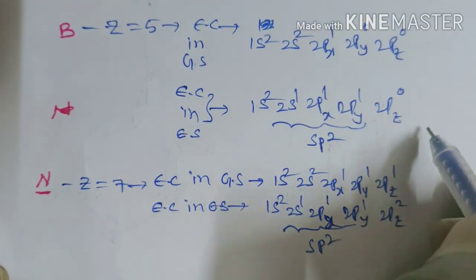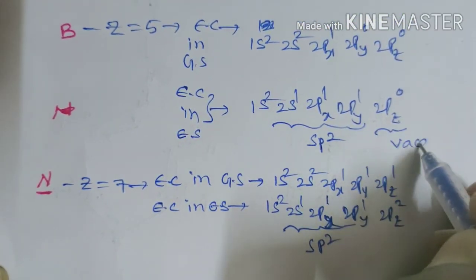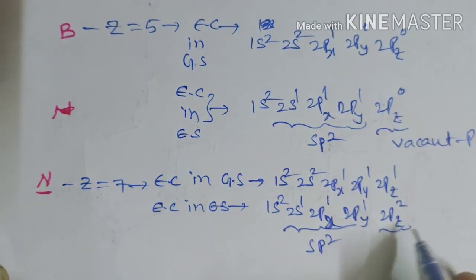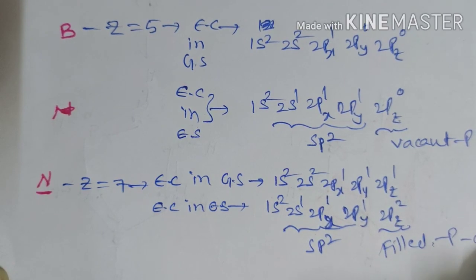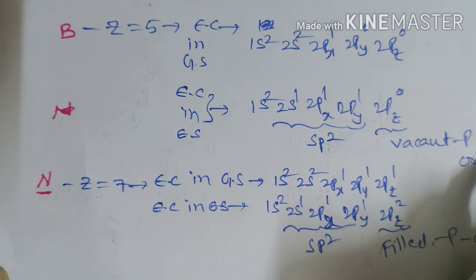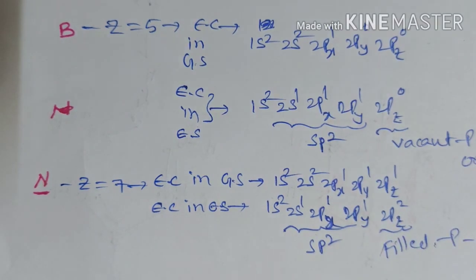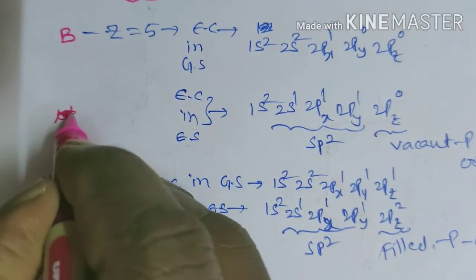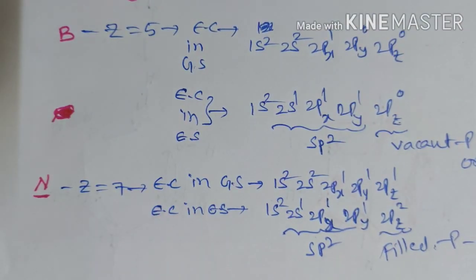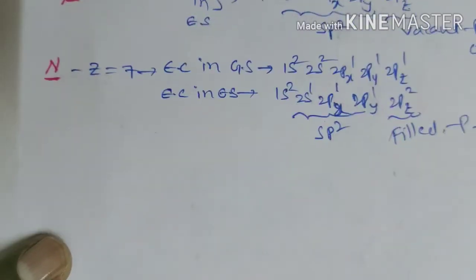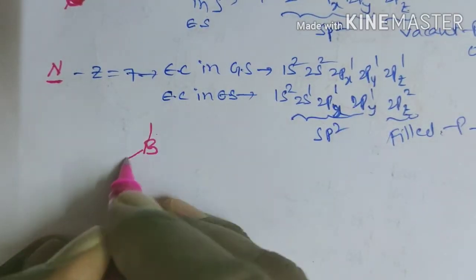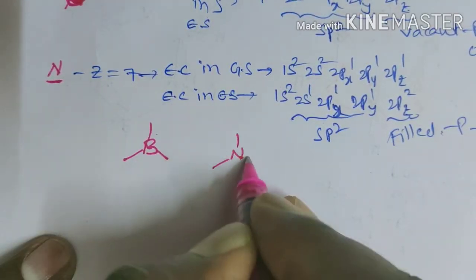In boron we have an empty, vacant p orbital. And in nitrogen we have the filled p orbital. So that is the difference we have to remember: filled p orbital and vacant p orbital. And both nitrogen and boron undergo sp2 hybridization. When the hybridization is sp2, the structure will be a planar triangle. So around each boron and nitrogen we have a planar triangle structure. As a result, we have a planar structure for boron nitride.